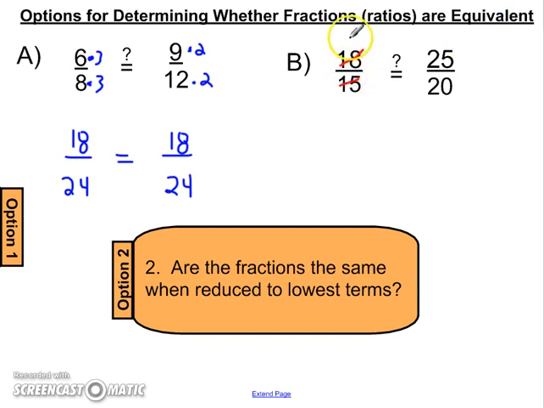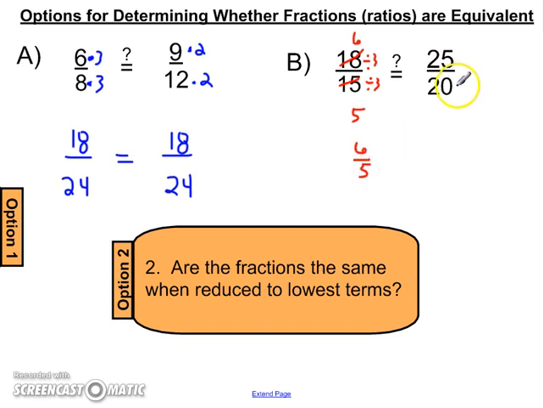I know that 18 and 15 both divide by 3. Okay, so I'm dividing these both by 3. 18 divided by 3 is 6. 15 divided by 3 is 5. So I have the fraction 6/5.